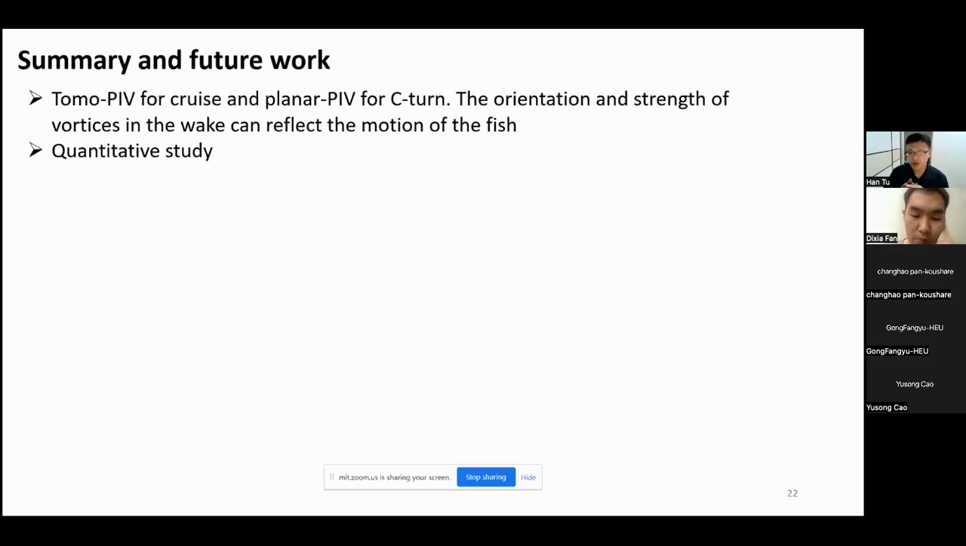Actually, I read one paper that talks about this, and they claim that if the vortex ring is more flattened, the fish will suffer a less thrust effect. So I would say 3D experiments for the C-turn are still necessary, because we want to know the full information for the C-turn, whether the fish requires a high thrust and in which direction.